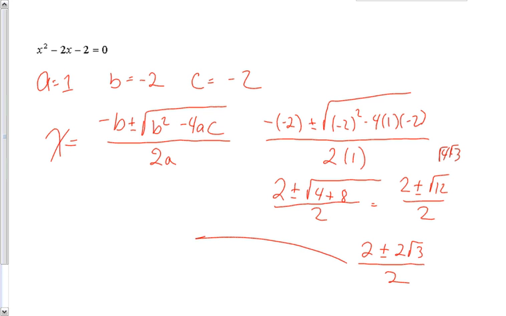Alright, and I'm going to go over here. Well, can all of these be divided by 2? Yep. So it's 1 plus minus the square root of 3. There are two solutions. x equals 1 plus the square root of 3 and 1 minus the square root of 3. You will always get two answers when you have a plus and a minus.